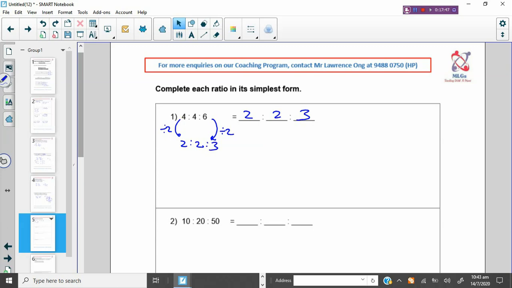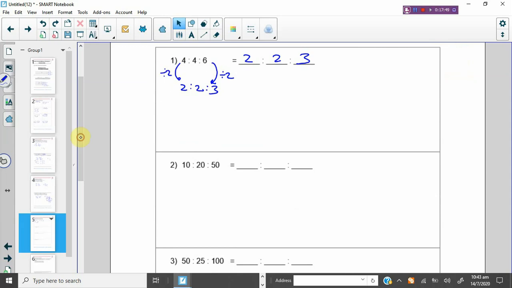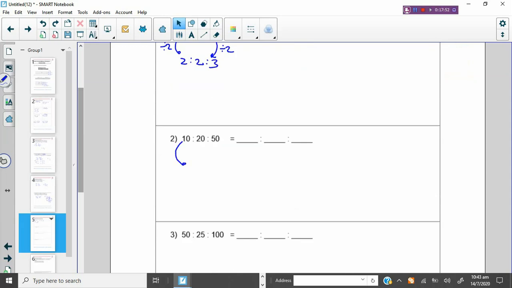Okay, the next one, how do you simplify this ratio? So can you divide all the numbers inside by a common number, which is 10? So I can divide all the numbers by 10. So 10 divided by 10 is 1, 20 divided by 10 is 2, and 50 divided by 10 will be 5. So what's my ratio?